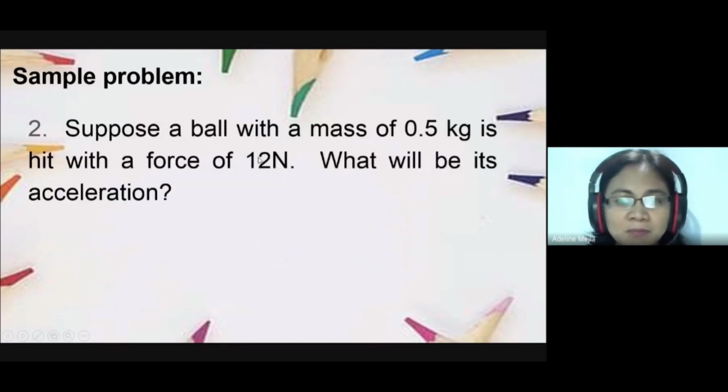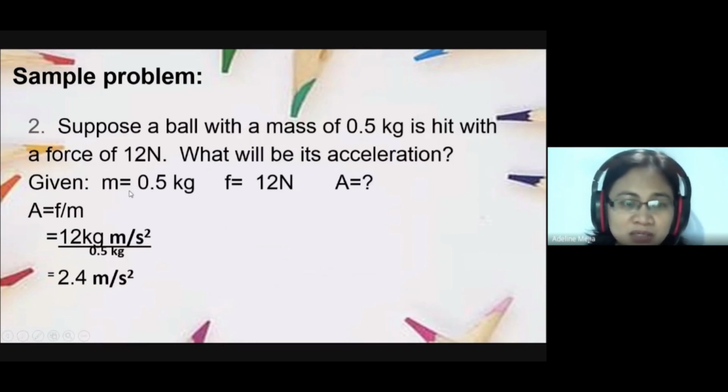Now here is another sample problem. Suppose a ball with a mass of 0.5 kilogram is hit with a force of 12 Newton. What will be its acceleration? So the given variables are mass, which is 0.5 kilogram, a force of 12 Newton, and we are looking for the acceleration. So given mass is 0.5 kilogram, force 12 Newton, and acceleration is unknown.